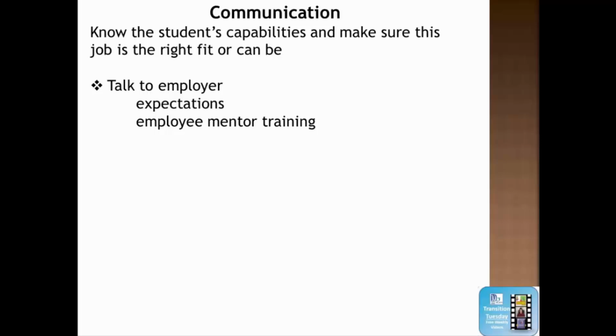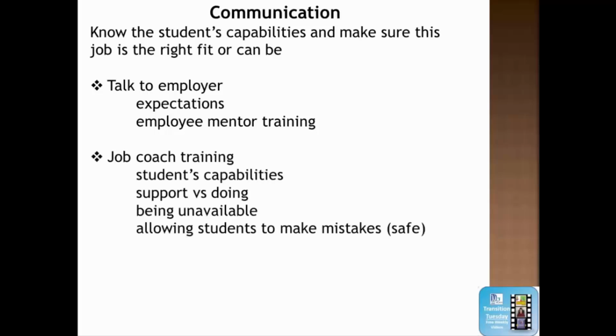If the student has or will have a job coach that has not been trained in this line of work, make sure the job coach has the appropriate training, that they understand the student's capabilities, that they know that they are to give the student support, but they're not supposed to actually be doing the work for the student. And sometimes it's okay to be unavailable to give the student the opportunity to problem solve and to allow the student to make mistakes as long as it doesn't jeopardize anyone's safety.